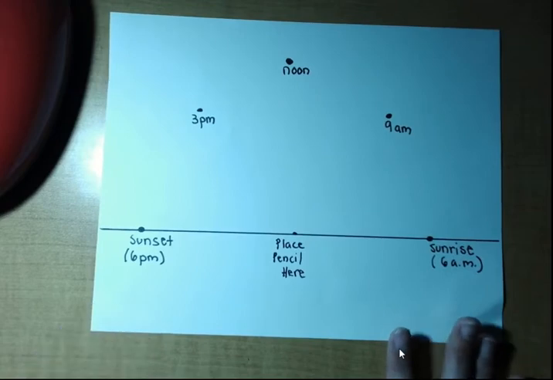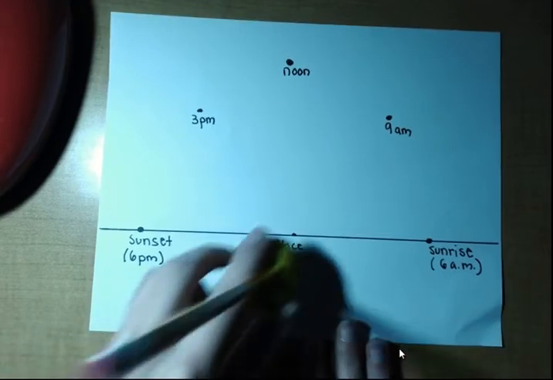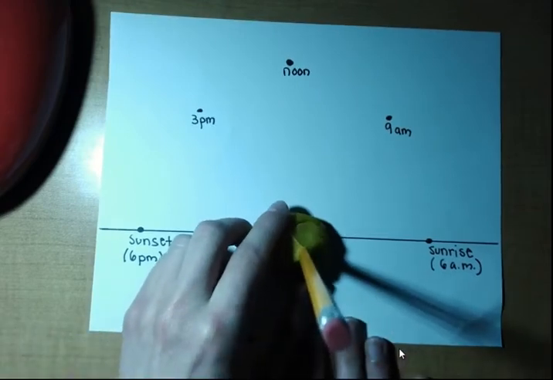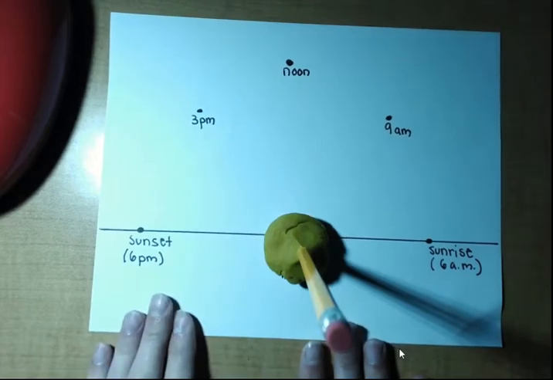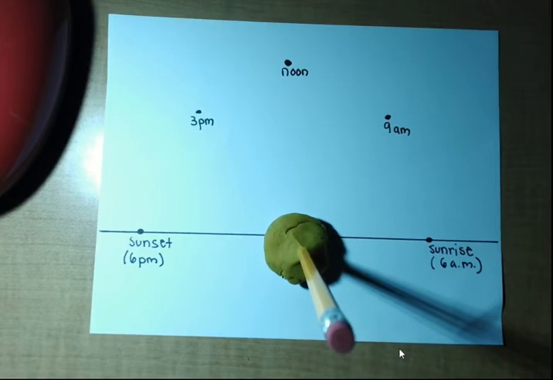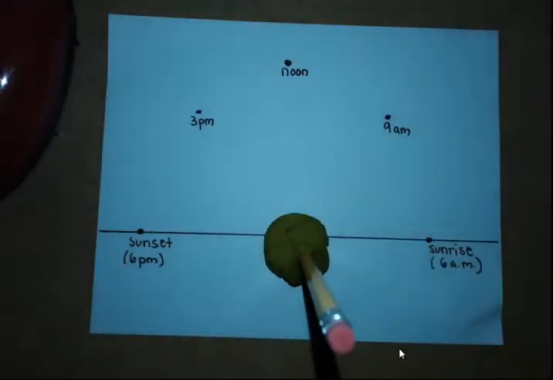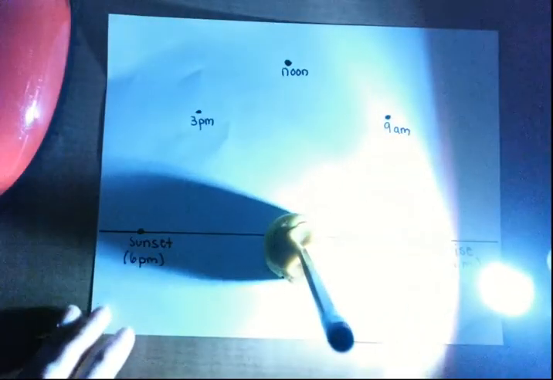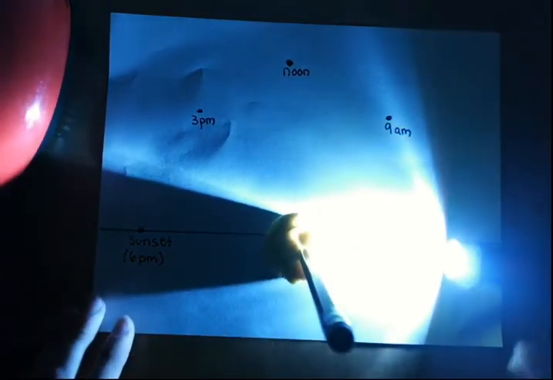So without further ado, I'm going to place my pencil right here. This is going to be the object that's blocking light, the object that's going to have the shadow cast. I'm going to have my flashlight, and I'm going to turn off the lamp that we have to the side. There we go. It's going to be a little bit harder for you to see, but we're going to begin like it is 6 a.m.